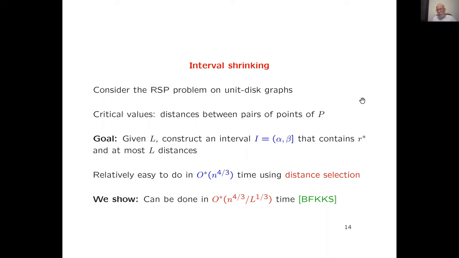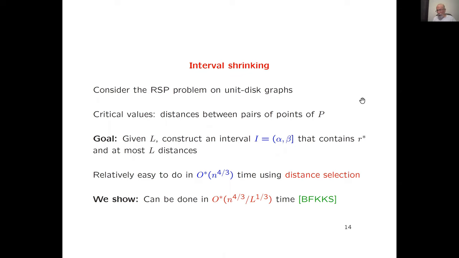How do we do it? So again, consider the RSP problem. The critical values, as I said, are distances between pairs of input points. And so when given L, I want to construct an interval, say alpha beta, that contains R star and at most L critical distances, pairwise distances. Now, this is easy to do in time n to the four thirds.